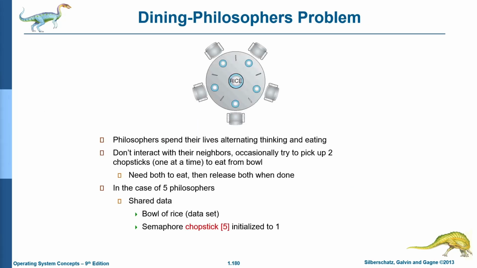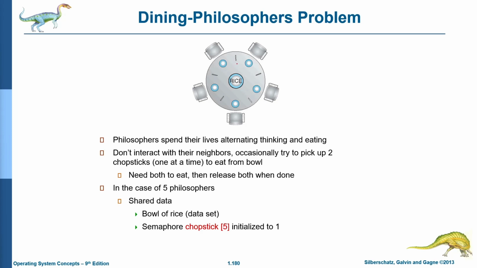So this is a very interesting problem. Here, there are 5 philosophers sitting around a table. There's some rice in front of them, and interestingly, there are only 5 chopsticks. For all 5 of them to start eating at the same time, they would need 10 chopsticks, one for their left hand and one for their right hand. 5 of them, 10. But there are only 5 chopsticks on the table.